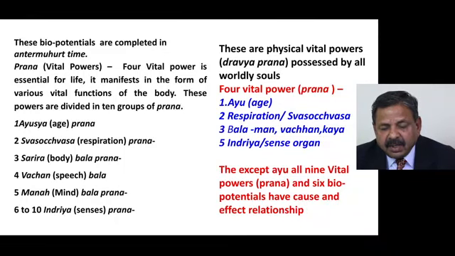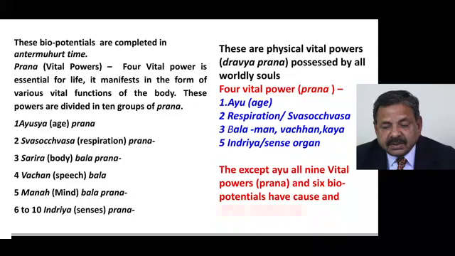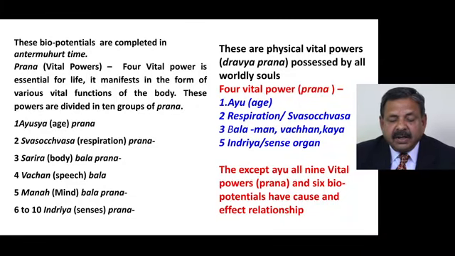One is the Ayu Prana, the second is the Respiration Prana, the third is the Bal Prana, and the fourth is the Indri Prana. Bal means three: Man, Vachan and Kai. So the three Bal and the five sense organs. In this way, a total of 10 pranas are there, which are confined into the four main categories.